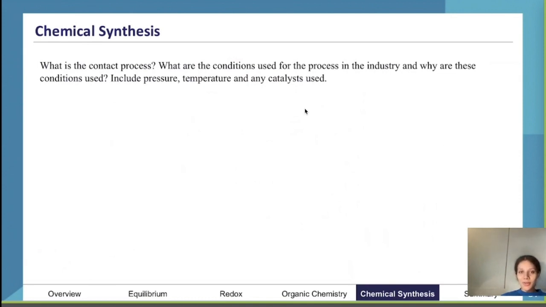So what is the contact process? What are the conditions used for the process in the industry, and why are these conditions used? Include your pressure, temperature, and any catalysts used. So have a think about that one, and I'll speak through a bit about short answer questions in a second. So I'm going to have some water.